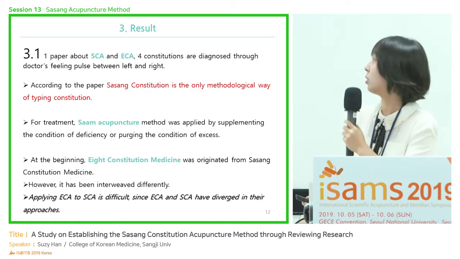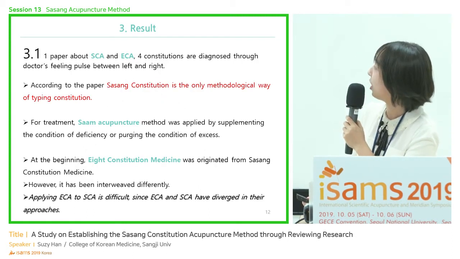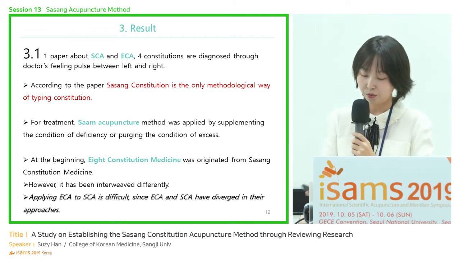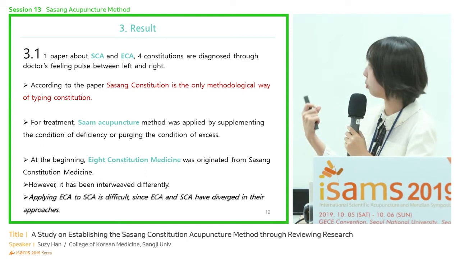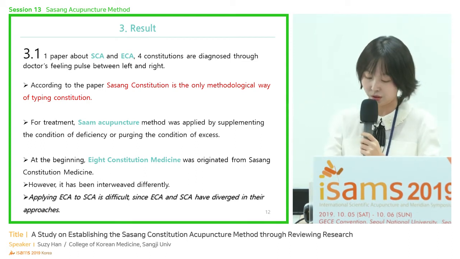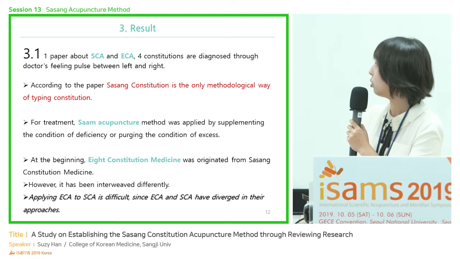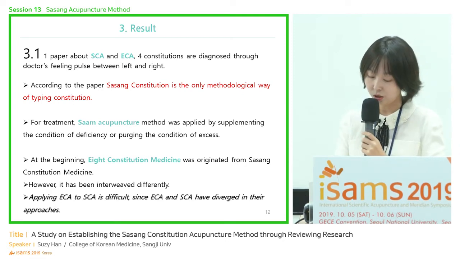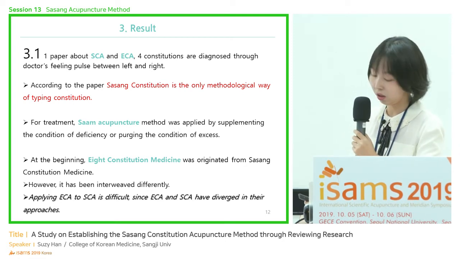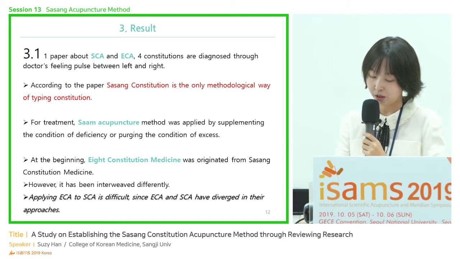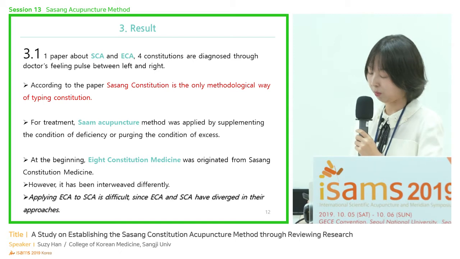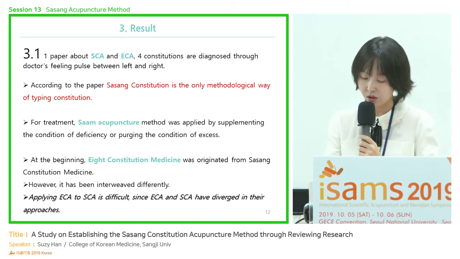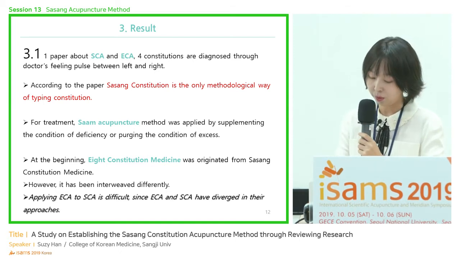And the second section is about Sasang Constitution Acupuncture versus 8 Constitution Acupuncture. In the paper about Sasang Constitution Acupuncture and 8 Constitution Acupuncture, 4 constitutions are diagnosed through doctors feeling pulse between left and right wrists. According to the paper, Sasang Constitution is the only methodological way of typing constitution. And for treatment, Saam acupuncture was applied by supplementing the condition of deficiency or purging the condition of excess.